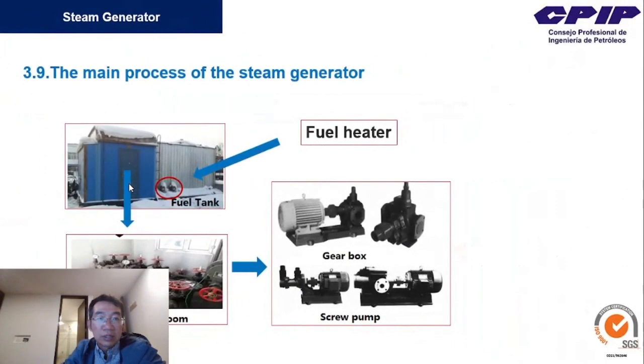3.9 is the main process of the steam generator: fuel heater, fuel tank, fuel pump room, screw pump, gearbox.